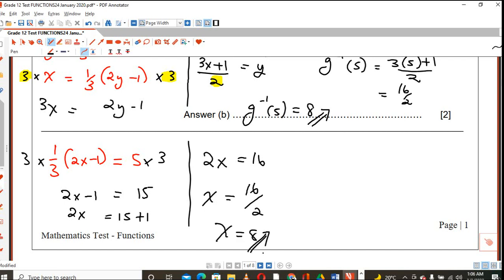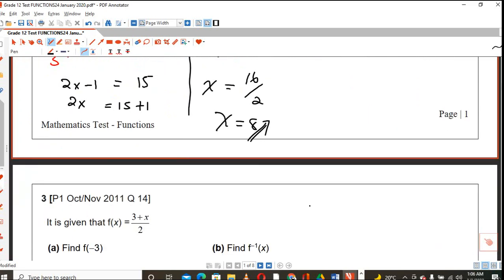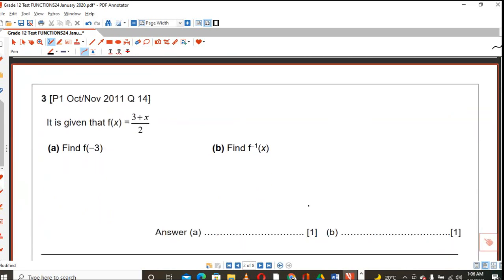So you can simply, if you are given a function and you're supposed to find the inverse of a value, let that function equal that value. Then it will definitely give you the same solution. Alright, we have another one here.